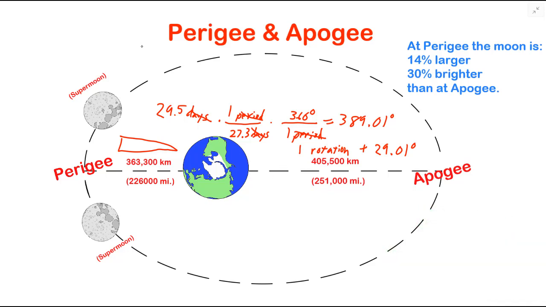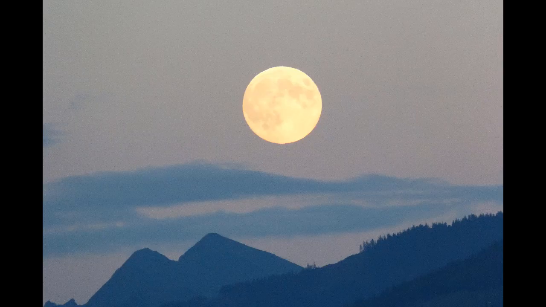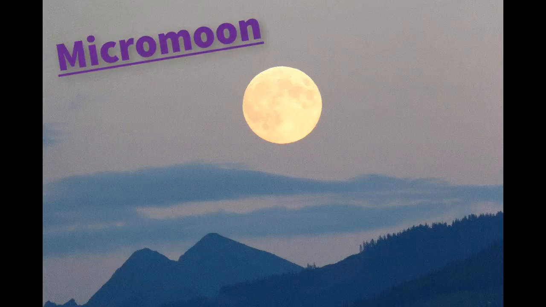And then one thing to note before I move on is that perigee is going to be 14% larger in the night sky and then 30% brighter in the night sky compared to apogee. So 40% larger of a moon compared to apogee. That's kind of cool. Now let's dive into micromoons.